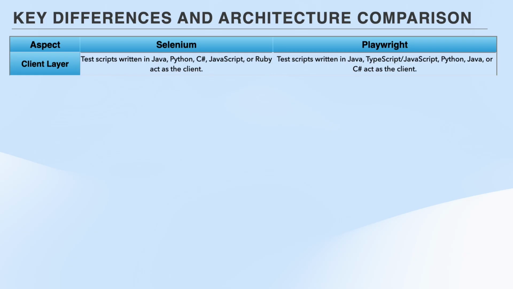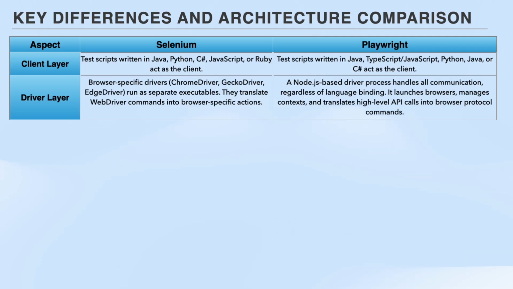Now, second is the driver layer, and this is a big difference. Selenium uses separate browser drivers: Chromium driver, Gecko driver, Edge driver. These drivers run as separate executables on the system. They translate WebDriver commands into browser specific actions. So, you have got multiple processes running. In Playwright, there are no separate drivers needed. It uses a single Node.js based process that handles all communication.